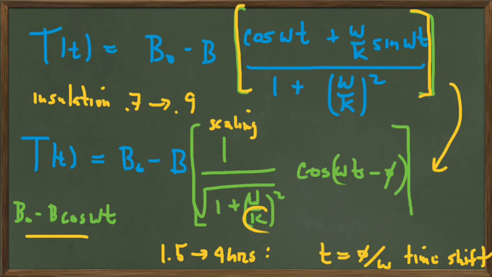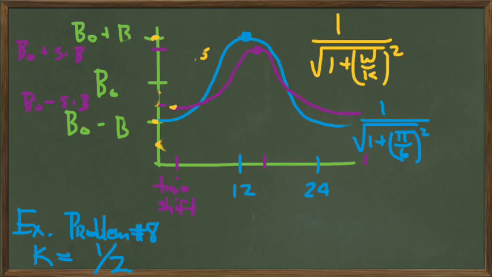So, one more look at the graph and the calculations we did on that example problem. Here's the graph in blue of the outside temperature, and in purple of the inside temperature. The time constant was given to be 2, so the constant k in the problem is 1/2. The scaling factor, 1 over the square root of 1 plus omega squared, which is 1 over square root of 1 plus pi over 6 squared, is 0.886, which actually shows there's not very good insulation because it's close to 1.